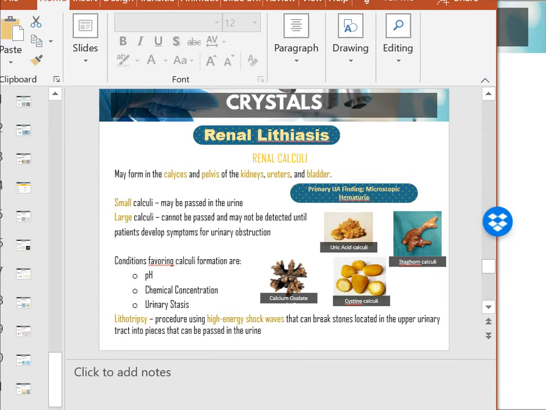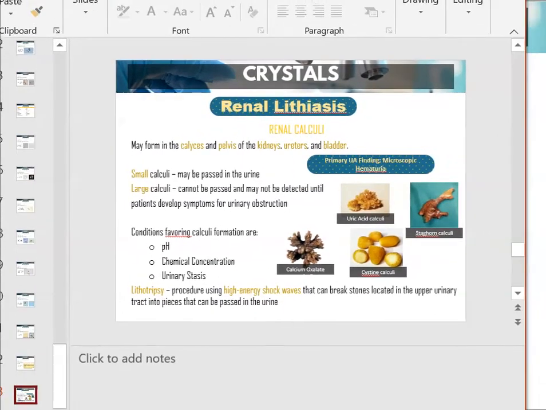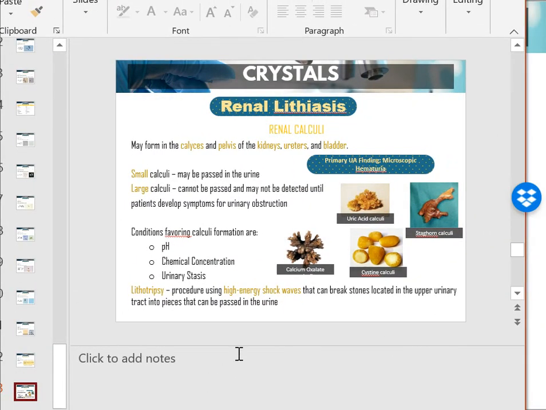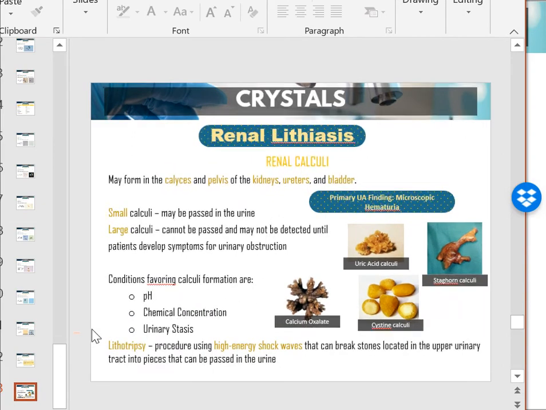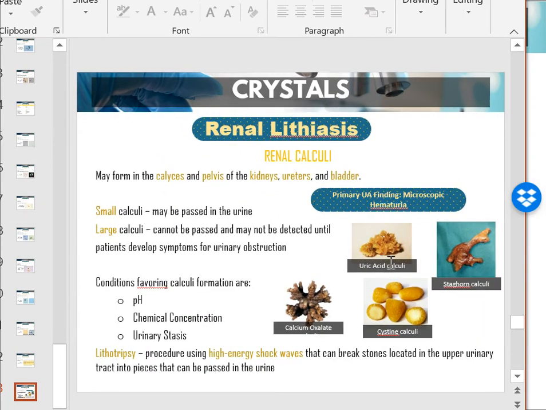During the review I learned that crystals do form, but they are small enough that they are not significant and are washed off or excreted because of the pressure when we urinate. Okay, so large calculi, guys, cannot be passed and may not be detected until patients develop symptoms of urinary obstruction.